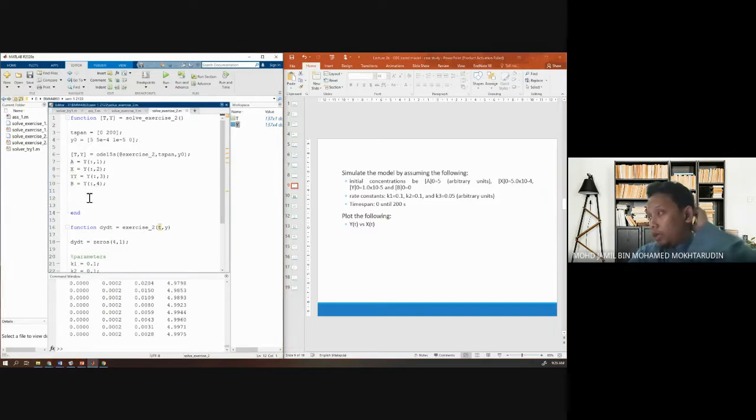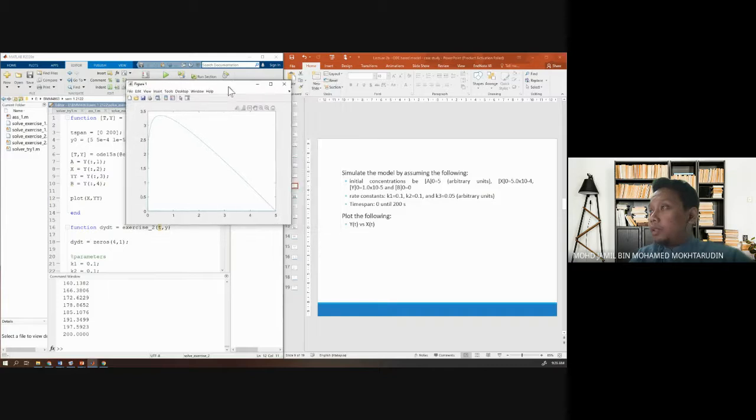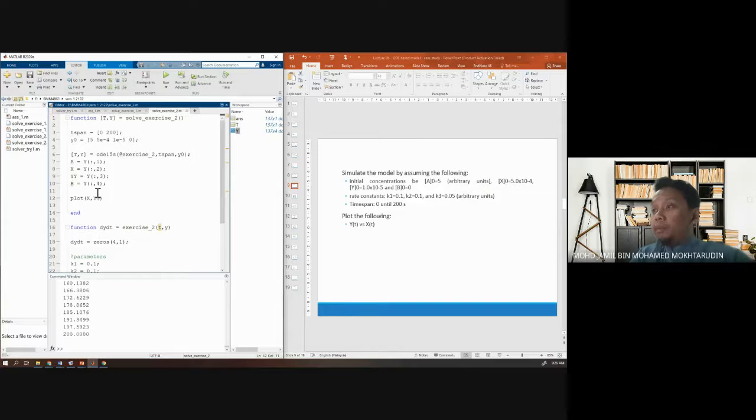So plot y versus x. What the question wants is the x axis represents x, the y axis represents big Y. So let's run the code. Okay, so you get some graph here. You can try plotting other things that you want, depending on what the question wants.